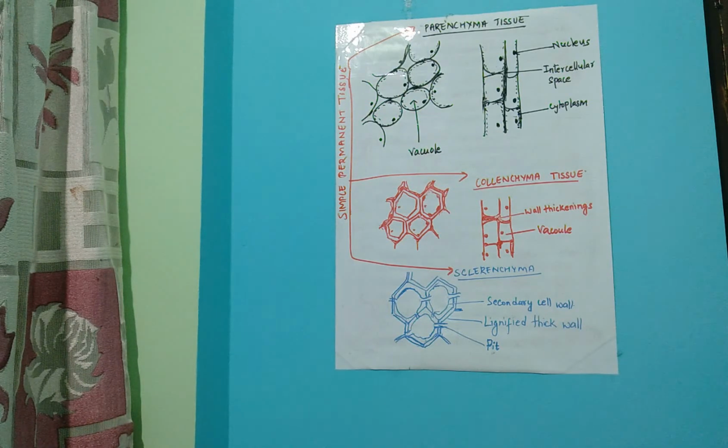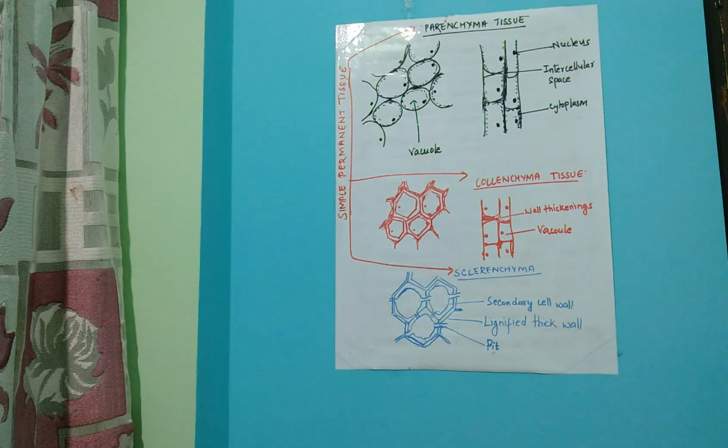Now the very first one is a parenchyma tissue. Look at the diagram carefully. 1, 2, 3. They differ from one another in some way, either in the shape, or the presence or absence of intercellular space, or the cell wall, or presence or absence of the nucleus. Okay, so they are different, but they all help the plant for storage, support, etc.